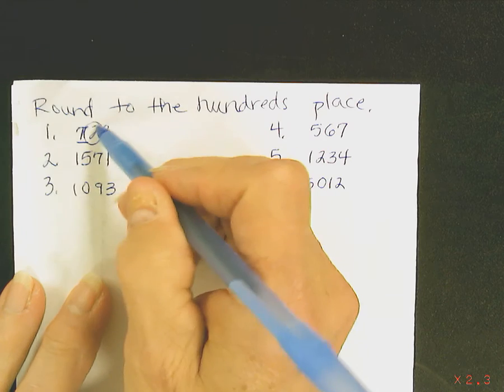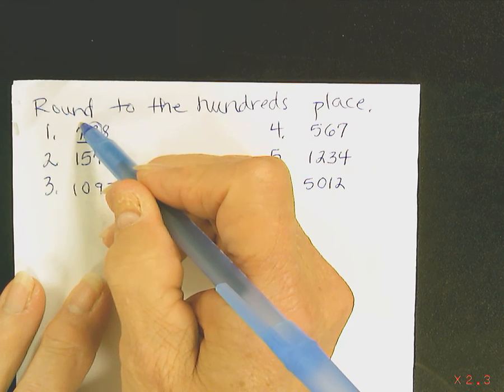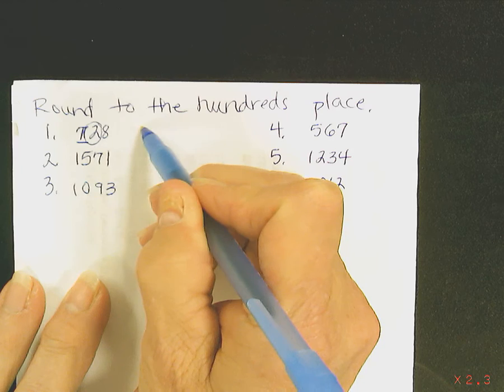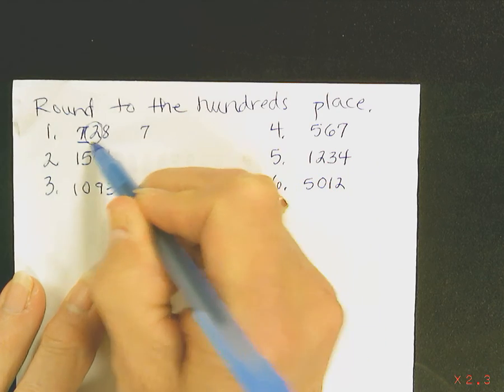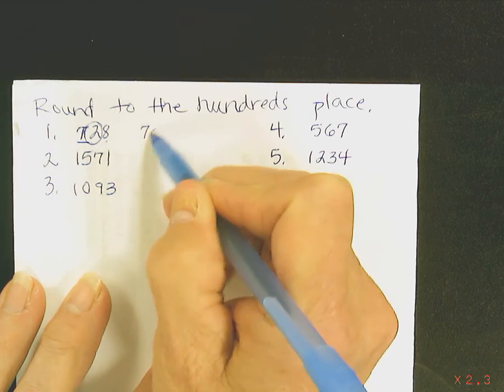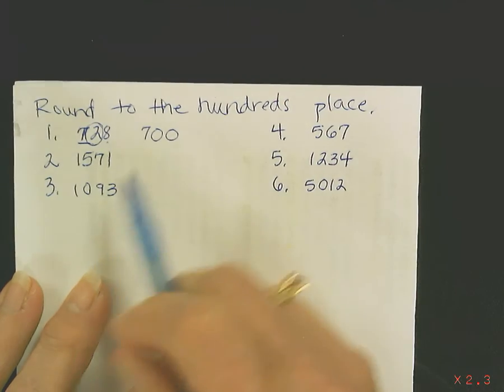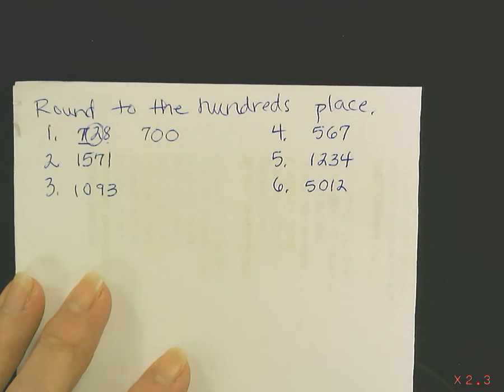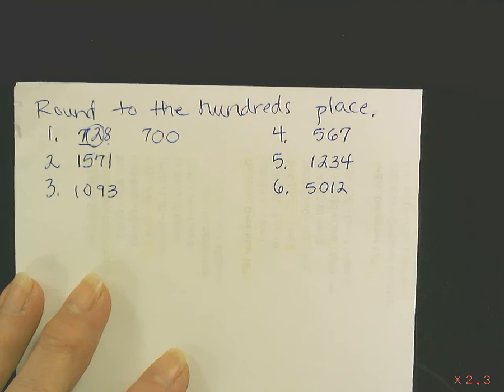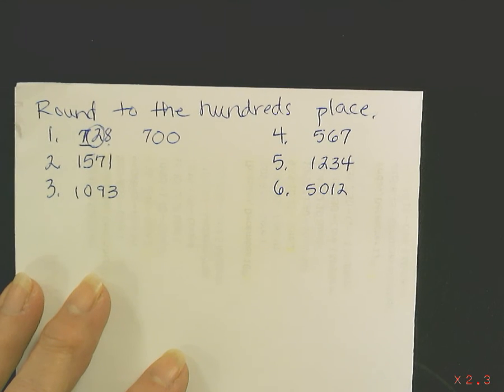So Lydia, what does the 2 tell you to do about the 7? Leave it alone. So the 7 remains the same, and these other 2 numbers become zeros. So 728, if we round to the hundreds place, becomes 700. I thought you left it the same. Nope, zeros. Anytime you don't round it, it's a 0. What is behind the rounding place is a 0. Okay?